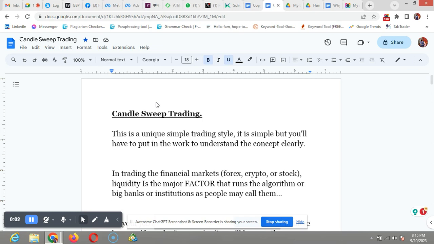Alright guys, welcome to this class once more. Like I told you guys, this is going to be a very simple trading system. It's something you can master in a very short while, and it is very effective. I call this candle sweep trading.